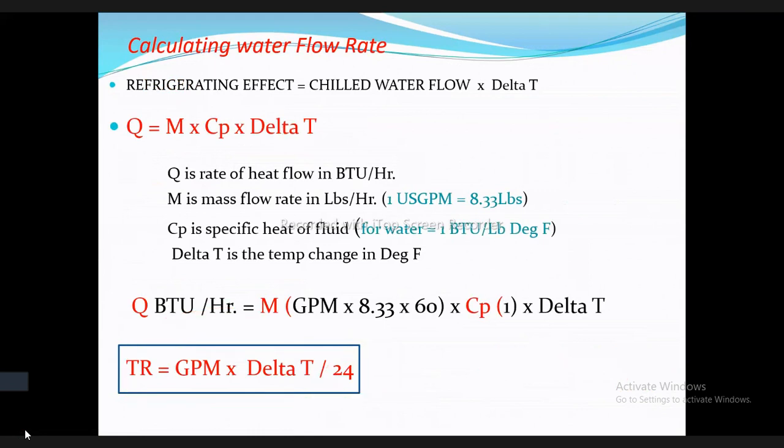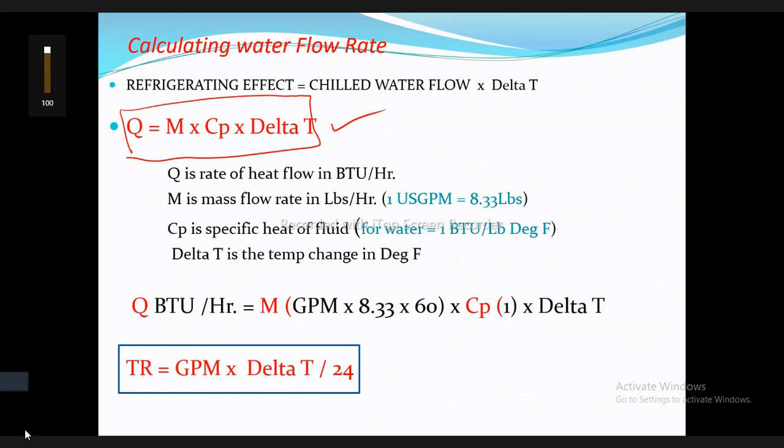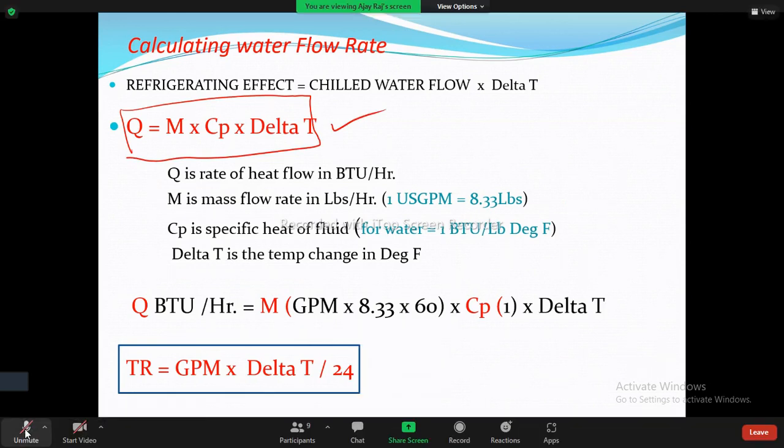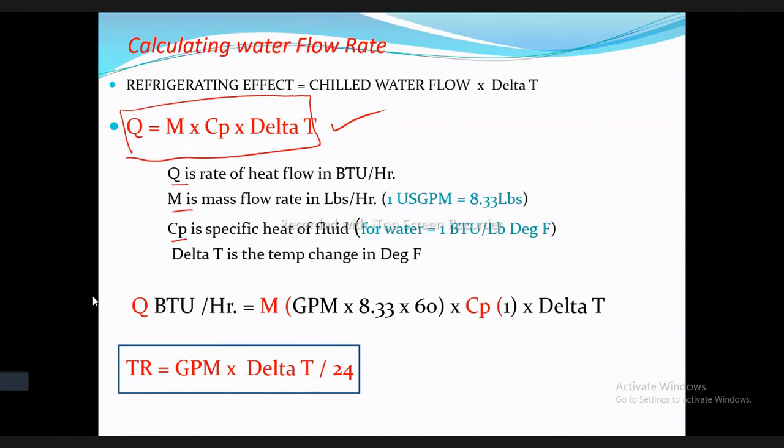So basically, the basic formula is Q is equal to M into Cp into delta T. Clear? So you have Q, you have mass flow, and then you have Cp. If I convert this into tons, then this becomes TR is equal to GPM into delta T by 24. Clear? Any doubts?